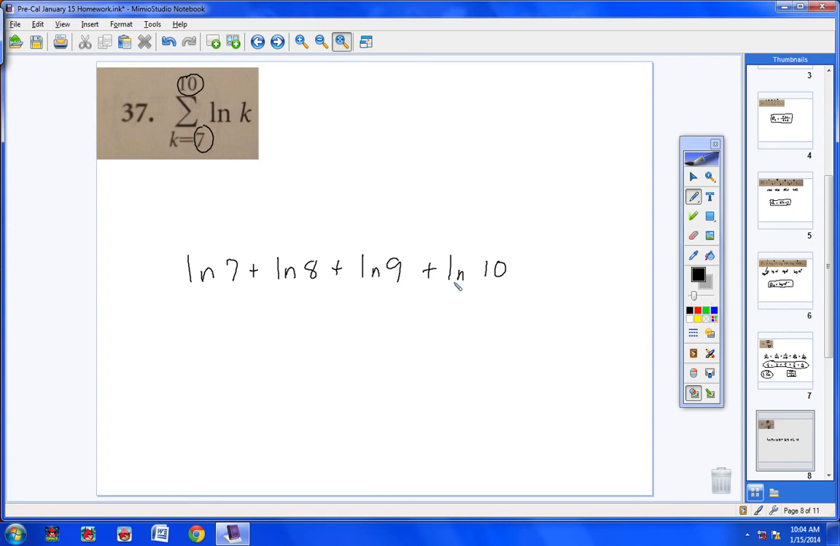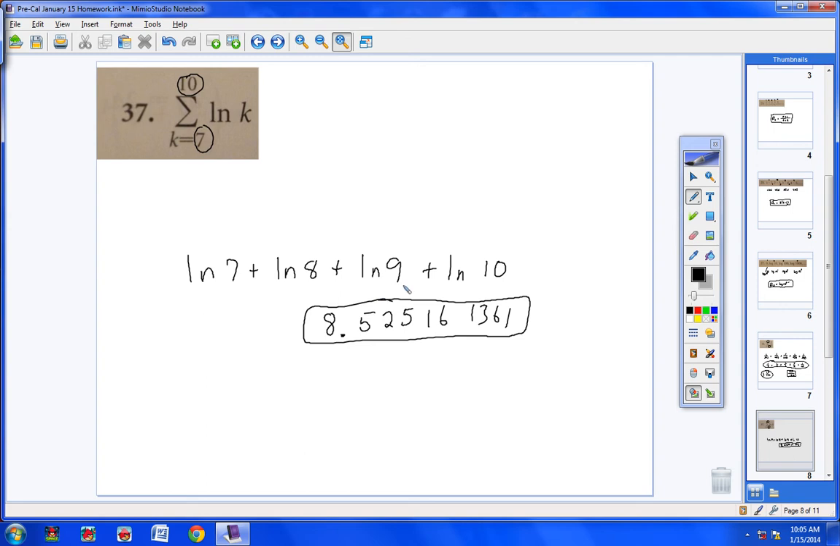Now with your graphing calculator, I would just type the whole thing in at once. I would hit natural log of 7, be sure and close the parentheses, plus natural log of 8, be sure and close the parentheses, plus natural log of 9, be sure and close the parentheses, and then plus natural log of 10, be sure and close the parentheses. If you'll hit enter on that, you will come up with an answer approximately like this: 8.525161361. You can round to wherever you want to.